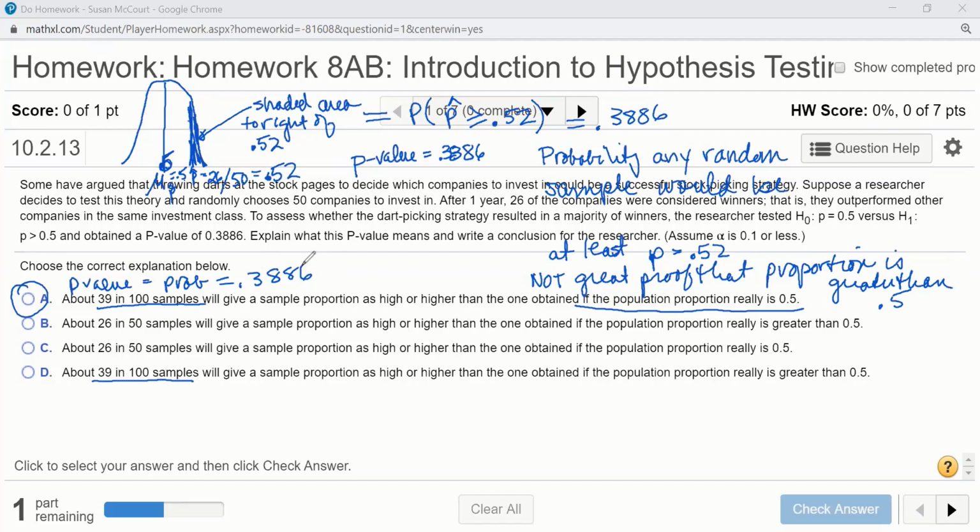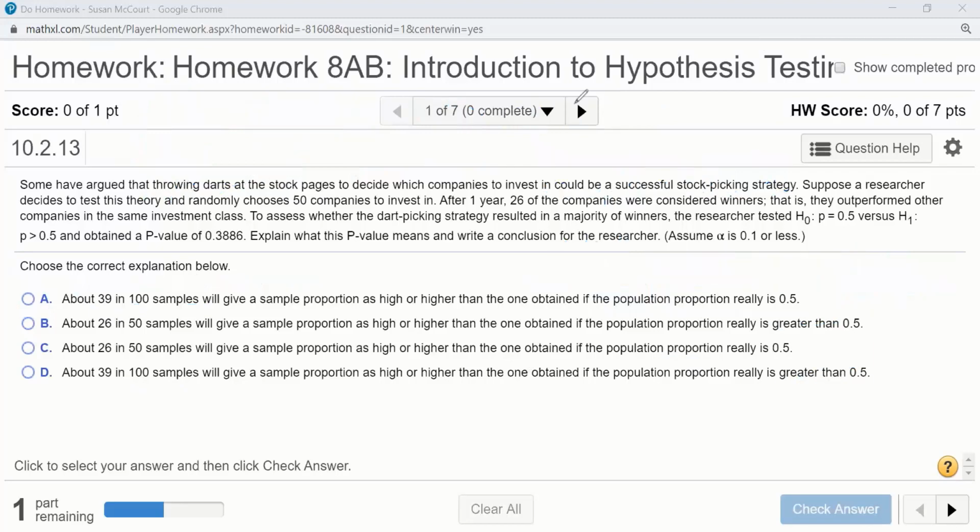And remember in chapter 7 and 8, when we were looking at probabilities, we often took the probability and looked at how many samples, particularly in chapter 8. So this one is not right because it's looking at that it would be this high if the proportion was really greater than 0.5. We don't look at whether it's greater than 0.5. We look at if it's 0.5 because that's our null hypothesis. Does that help? Yes. Okay, so I'm going to go on to the second one.